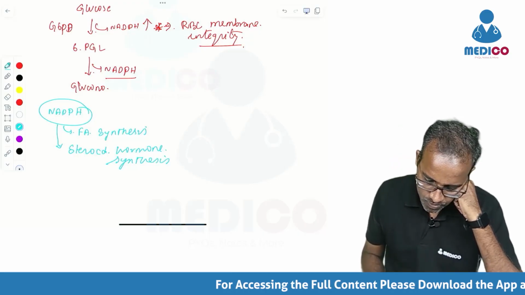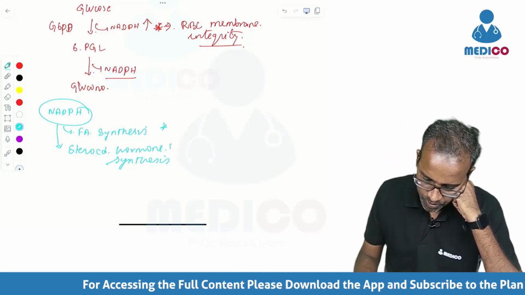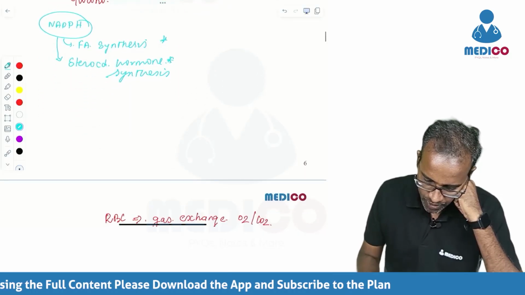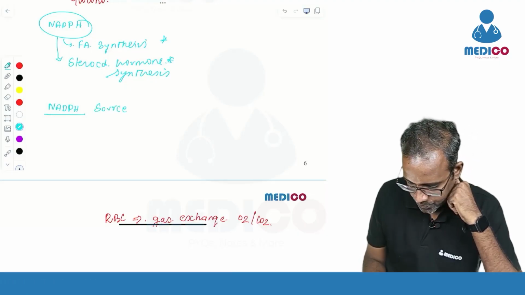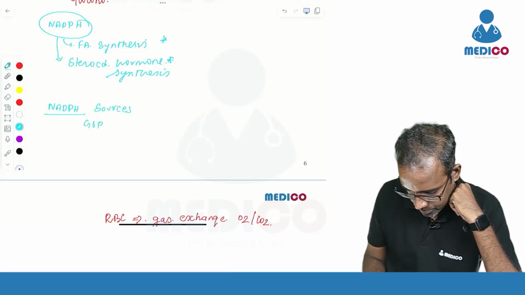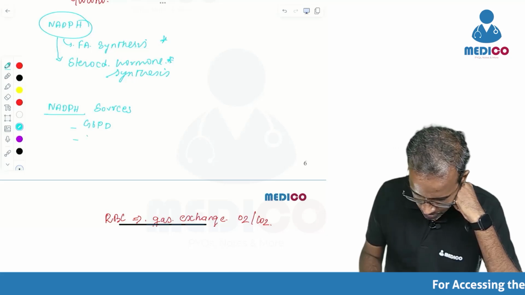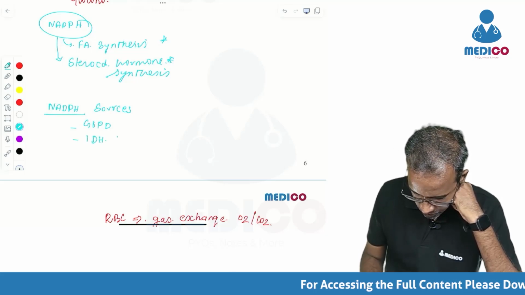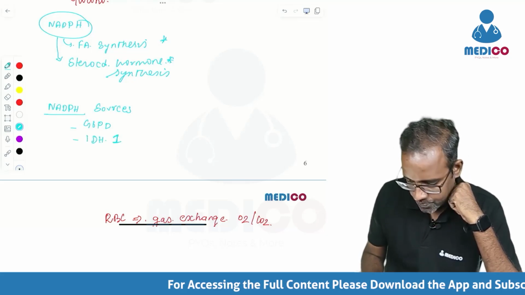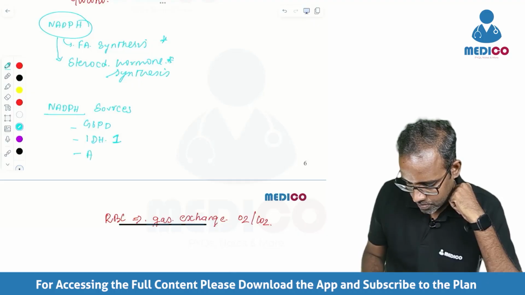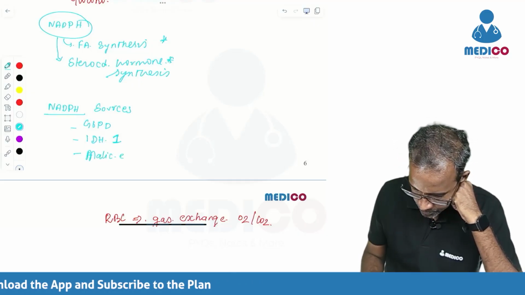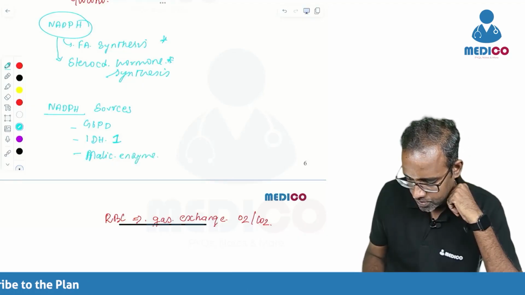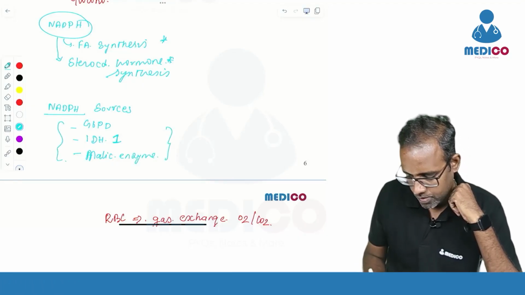Okay, so these are the other important functions of NADPH. There are various sources of NADPH in our body in addition to glucose 6-phosphate dehydrogenase. What are all the various sources? We know G6PD, isocitrate dehydrogenase isoform 1, malic enzyme, and cytosolic malate dehydrogenase. These are other sources of NADPH.